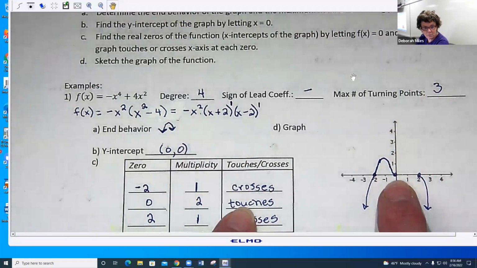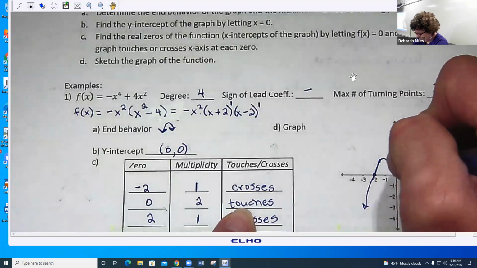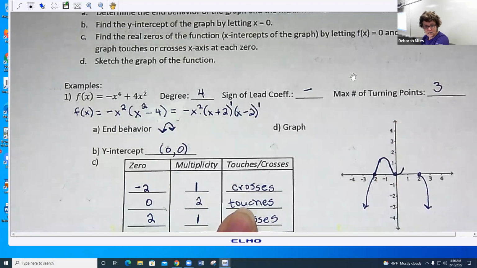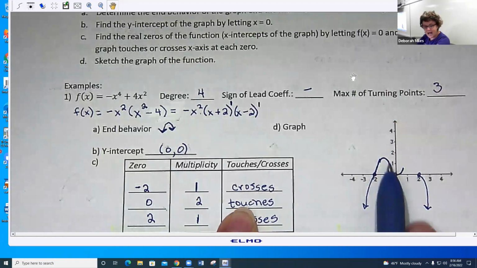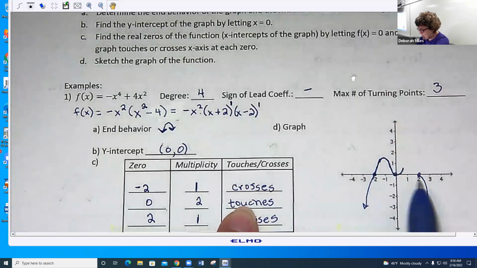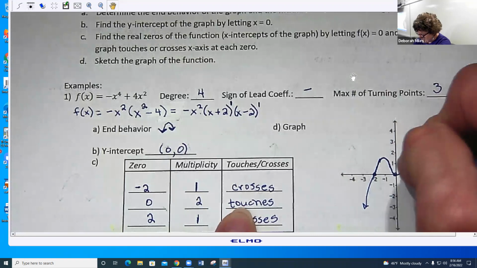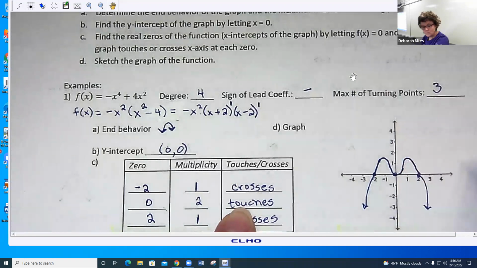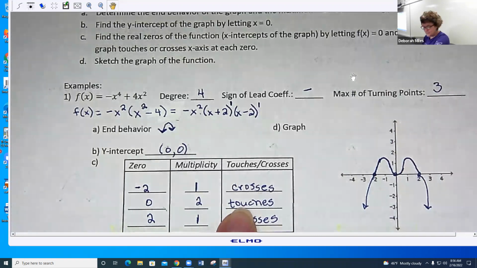Touch, and that means it touches and does a U-turn. And once again, I don't know how far up it goes. It may be the same height as that. It may go up higher before it comes back down. I'm just going to say it goes up that high.